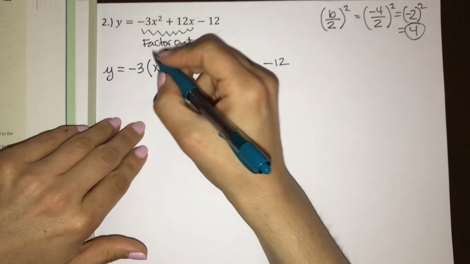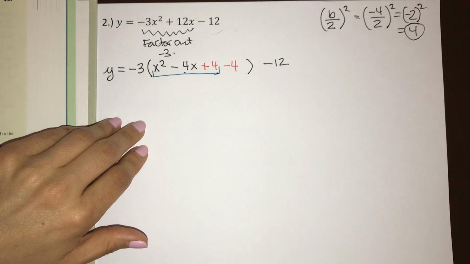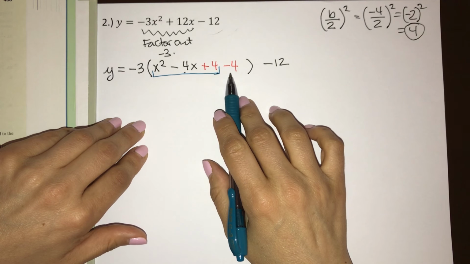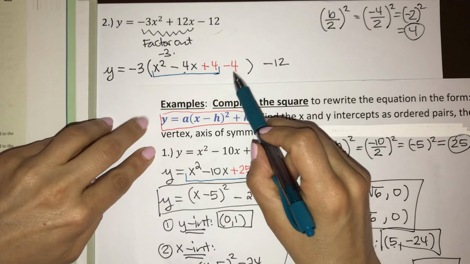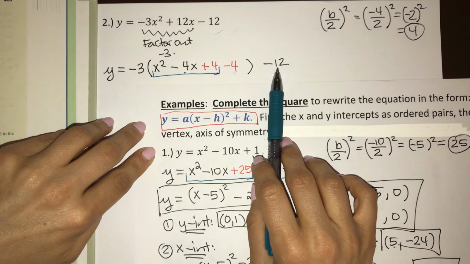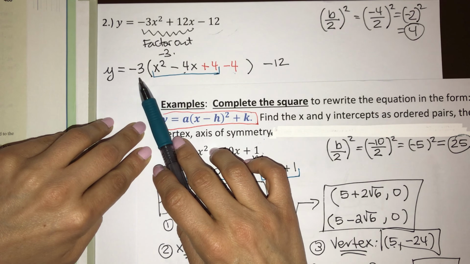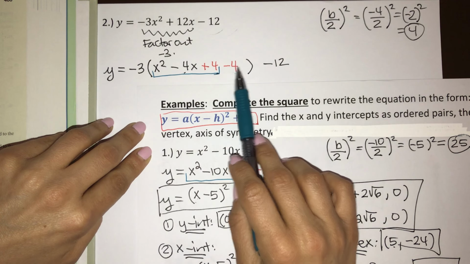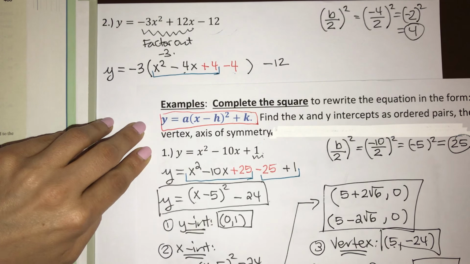These 3 terms are the 3 terms we use to factor. This negative 4 is part of your k value, but I can't just take this out of the parentheses. We have to multiply it with negative 3 first. So this negative 4 needs to be outside the parentheses, so we have to multiply with negative 3.